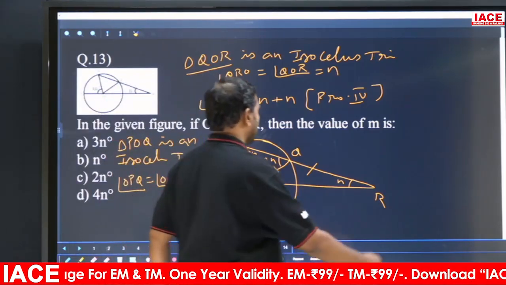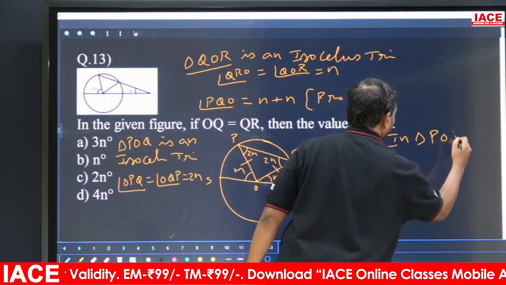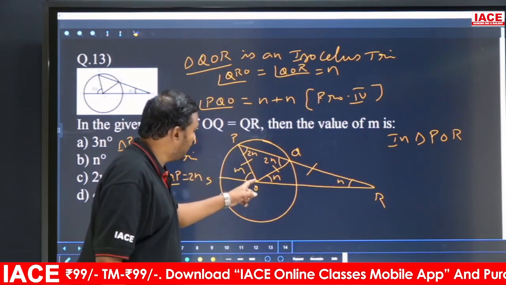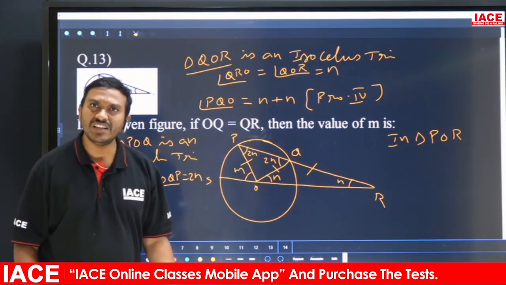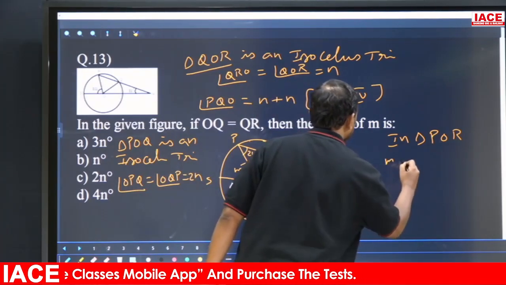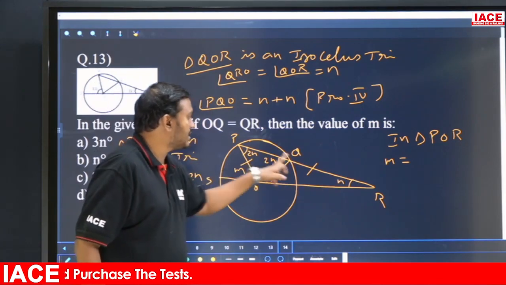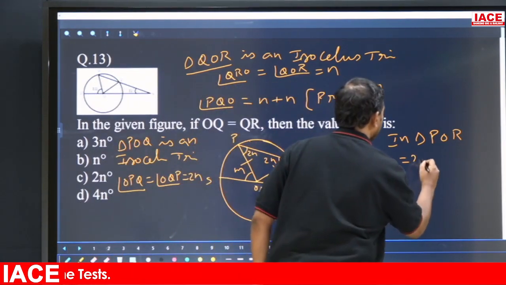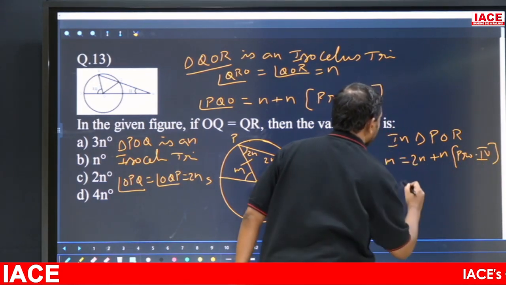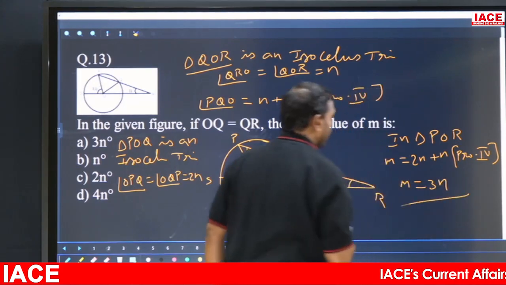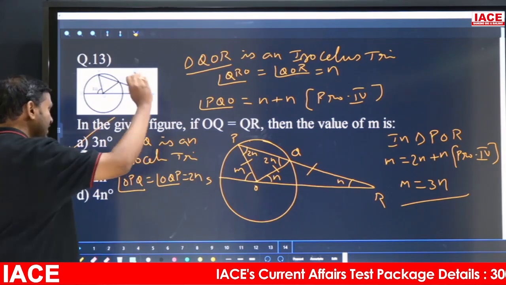Now again, in triangle POR, what is M? M is the exterior angle. So M equals the exterior angle, equal to the sum of the opposite interior angles. What are the opposite interior angles? 2n and n. So 2n plus n, property number 4. So M equals 3n. The relation between M and N is M equals 3n.